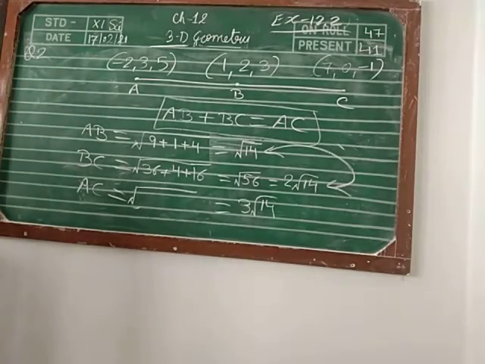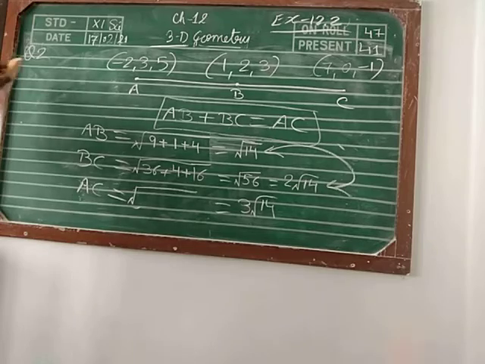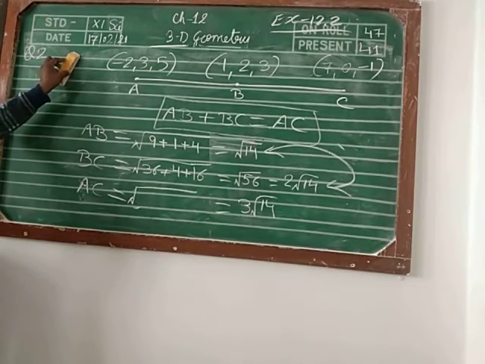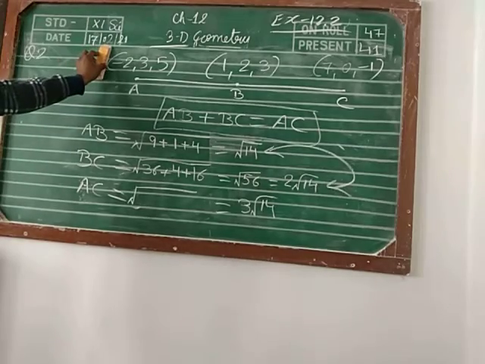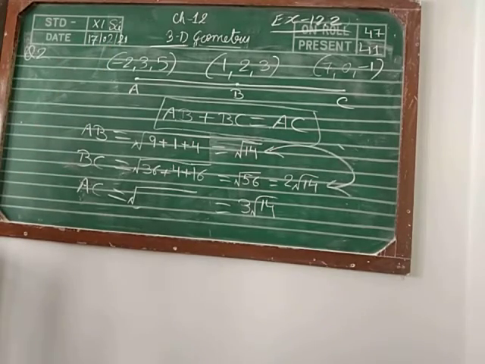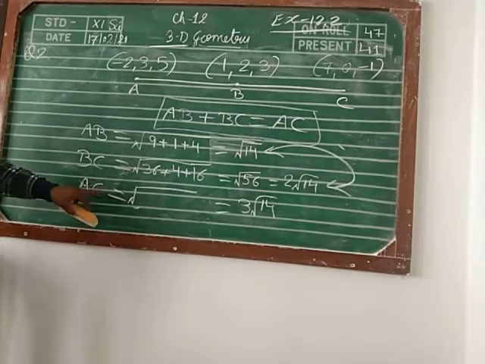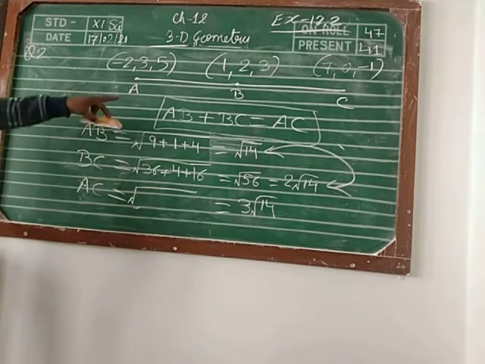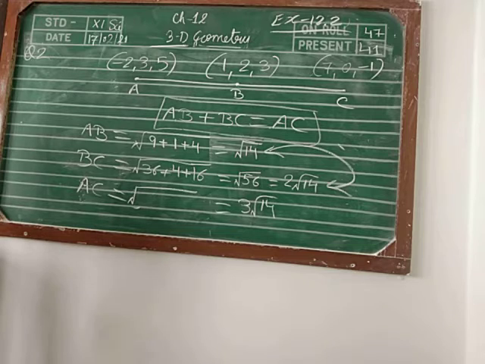Then next we have question number 3. You have not found the value of AC. You have to find AC also. Find out the value of AC also. Then we are able to verify whether the sum of these two is equal to AC or not.